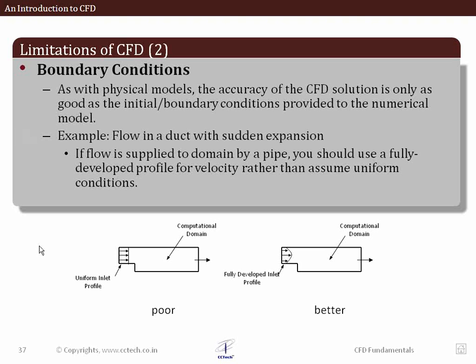This is a simple flow through a backward step problem. You can see here we have a uniform inlet, and we have a fully developed flow, which is a better approximation for the inlet conditions.